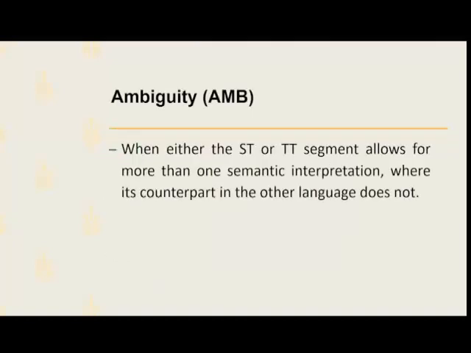this information isn't mentioned in the source text. The second type is ambiguity. An ambiguity error occurs when either the source or target text segment allows for more than one semantic interpretation, where its counterpart in the other language does not.